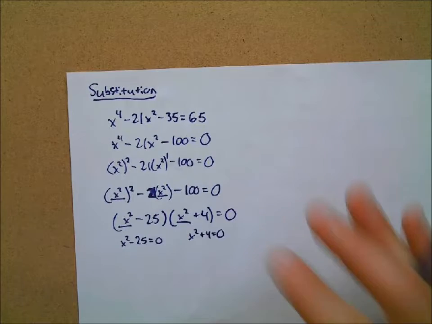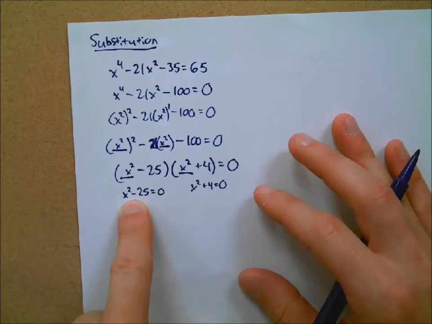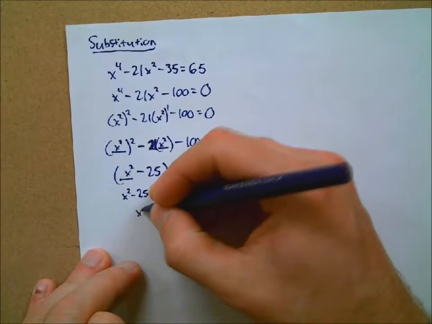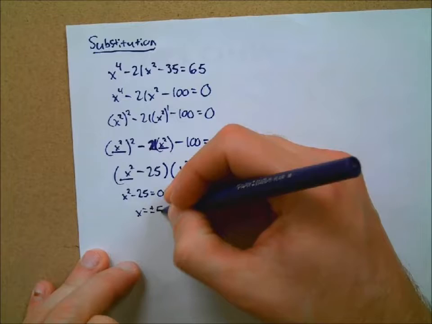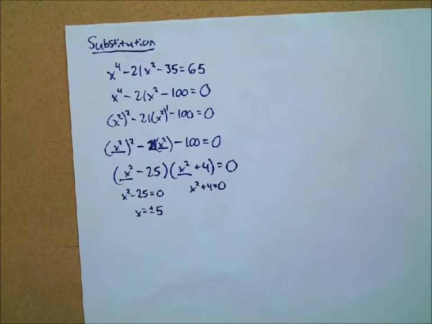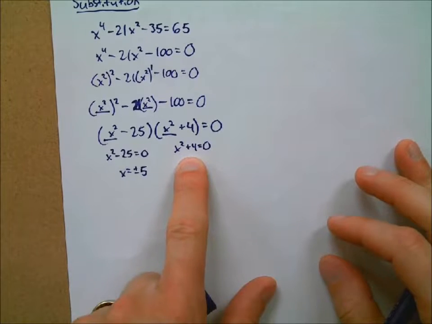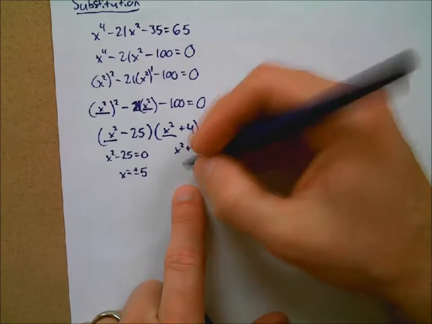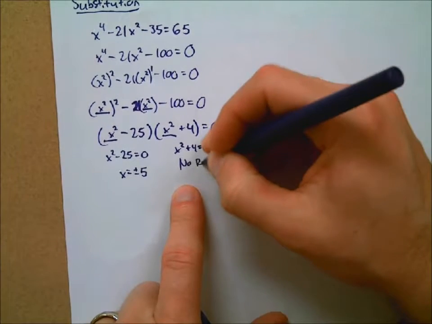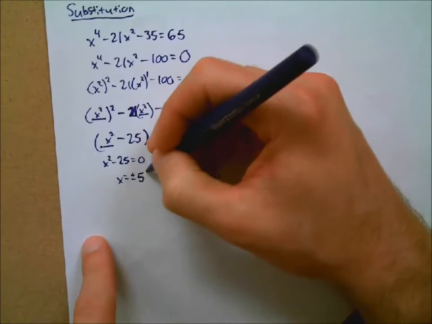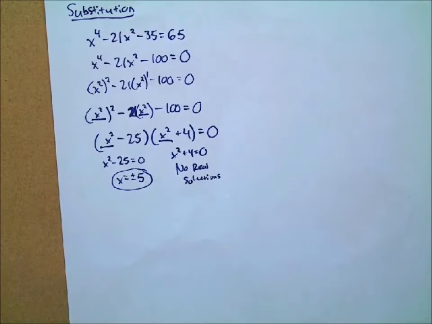If you want, we could factor that x squared minus 25 as a difference of squares, or we can just go ahead and add the 25 over and square root both sides. Either way, we get x equals plus or minus 5 there. Right? And then what about here? What's going to happen with the x squared plus 4? No real solutions there. Okay, so our only real solutions are plus or minus 5.